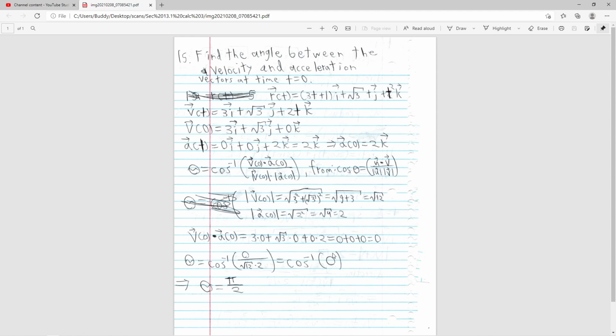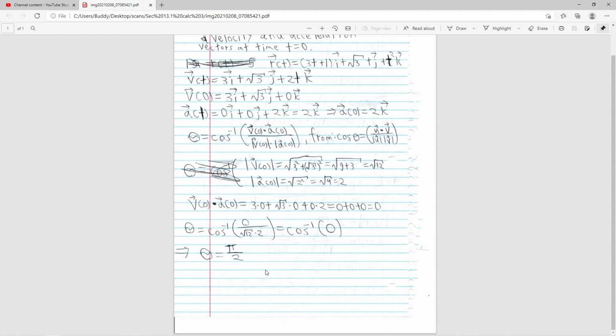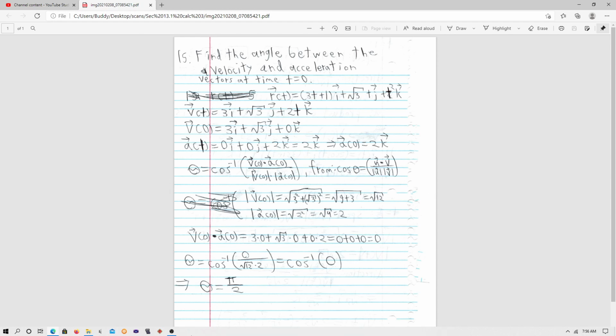But it's very simple. The dot product is 3 times 0 plus √3 times 0 plus 0 times 2, so it's just 0. So in the end, it's going to be cosine inverse of 0, which means that θ = π/2, because cosine equals 0 when θ equals π/2. And that'll be all.